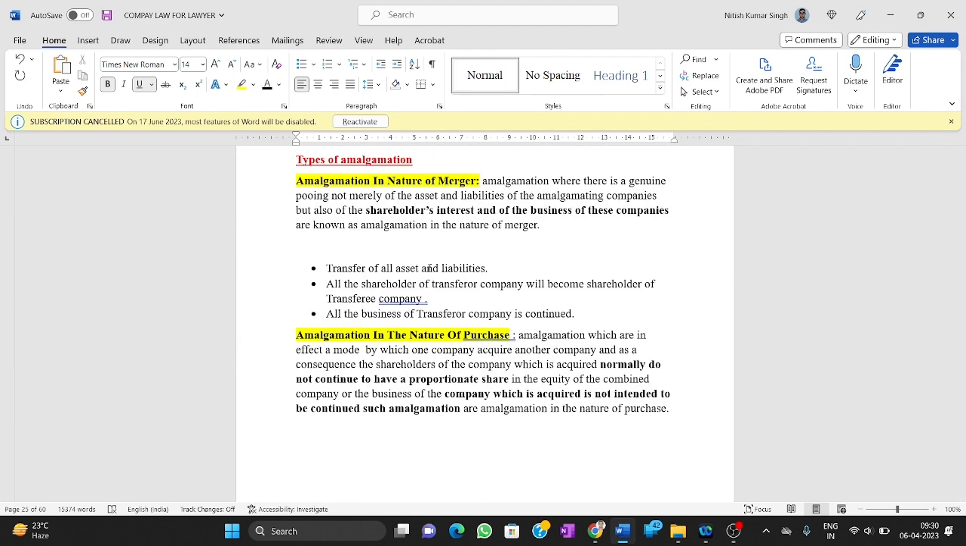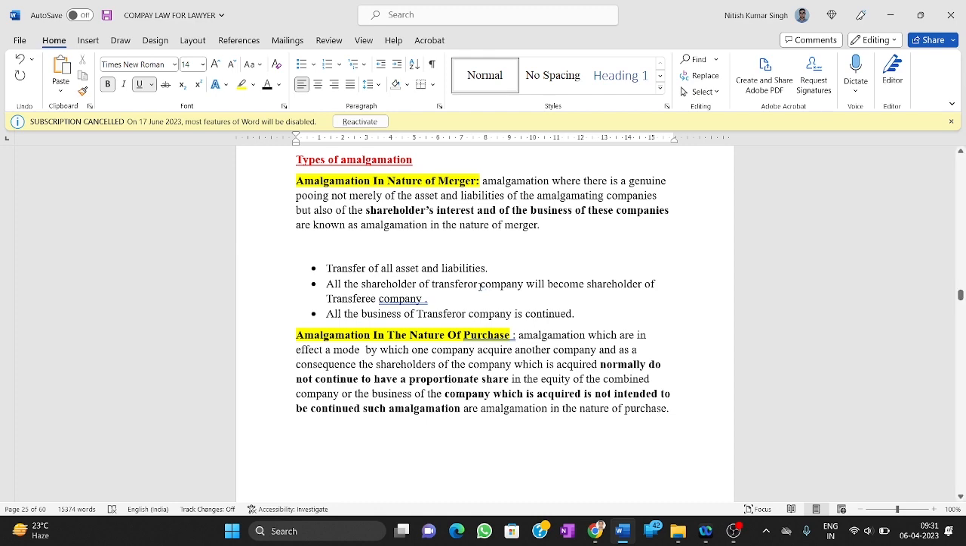Now let's talk about types of amalgamation. Amalgamation is of two types. The first is amalgamation in the nature of merger and the second is amalgamation in the nature of purchase. So let's see the first one, amalgamation in the nature of merger. In this case, all the assets and liabilities of the transferor company get transferred to the transferee company. The shareholders of the transferor company become the shareholders of the transferee company. All the business of the transferor company is continued with the transferee company. So this is called amalgamation in the nature of merger.